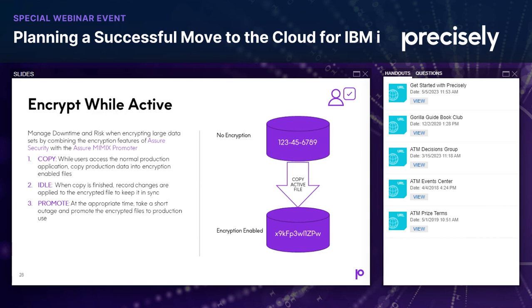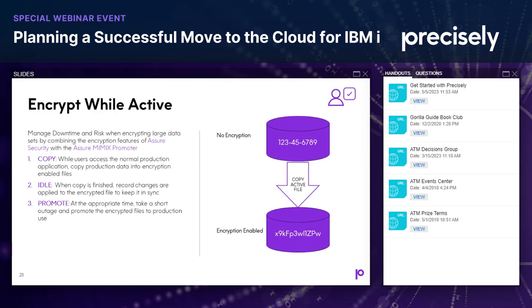I've spoken with some customers, and we've done Encrypt While Active, where they were talking about 34 hours of downtime. Another one, we're talking about like 35 days of downtime. It's a daunting situation. So Encrypt While Active basically manages downtime and risk when encrypting large data sets by combining the encryption features of Assure Security and Assure Mimics Promoter.